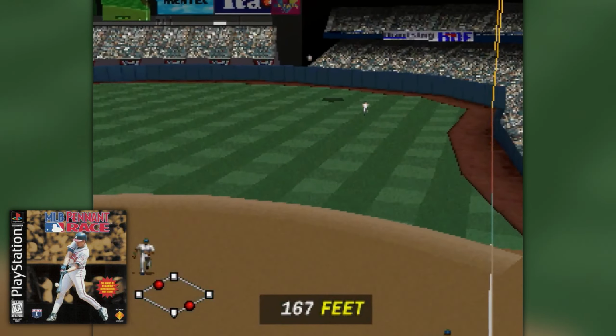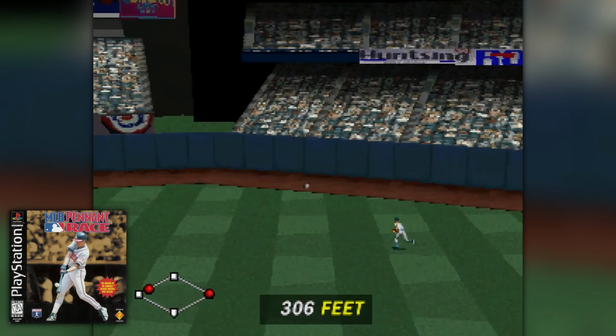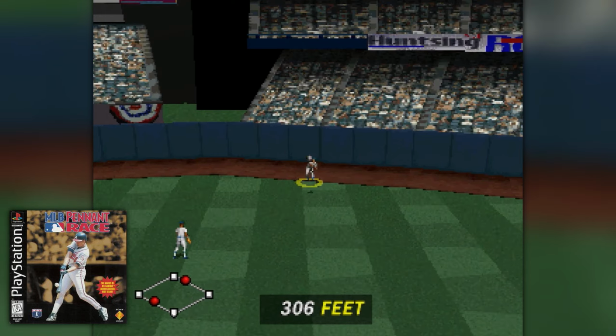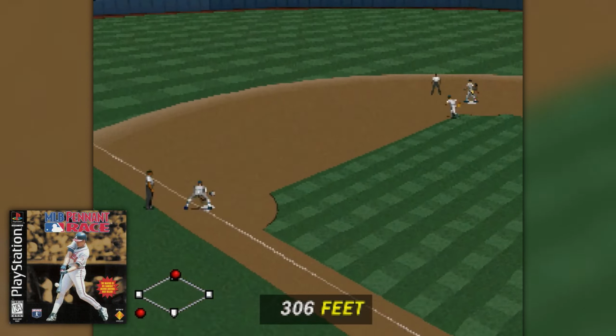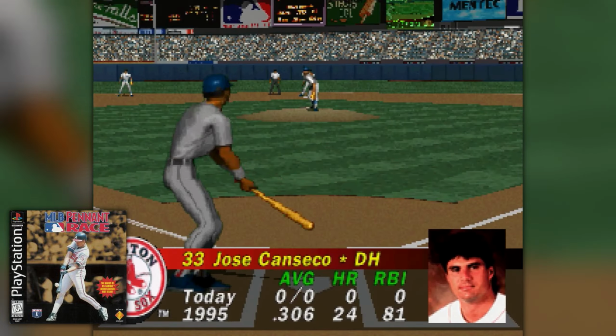There's a drive to right field. It hits the wall. He throws to third. A runner scores. It's an RBI double. Runner on second.